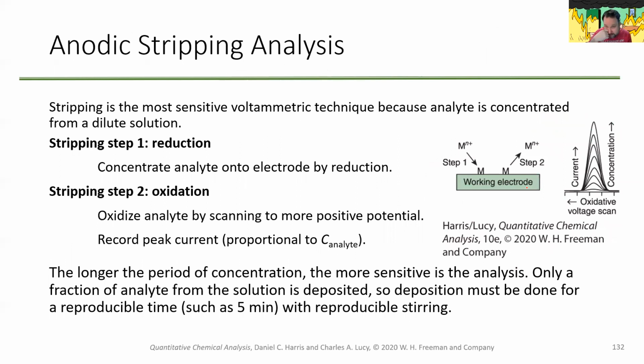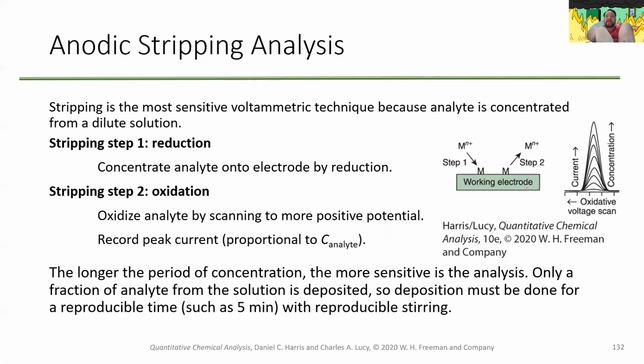Stripping analysis is kind of the analytical scale version of gravimetry. So stripping is the most sensitive voltammetric technique because the analyte is concentrated from a dilute solution. So you got a couple of steps. Step one is reduction. You concentrate the analyte onto an electrode by reduction. And then step two, you're going to oxidize. So you're going to oxidize the analyte by scanning to a more positive potential.